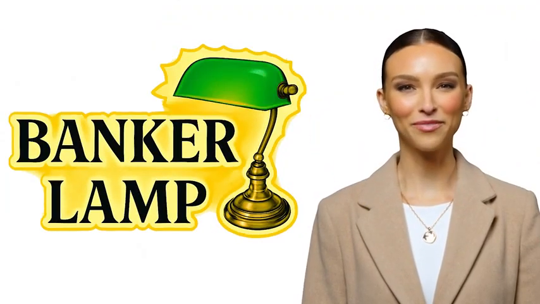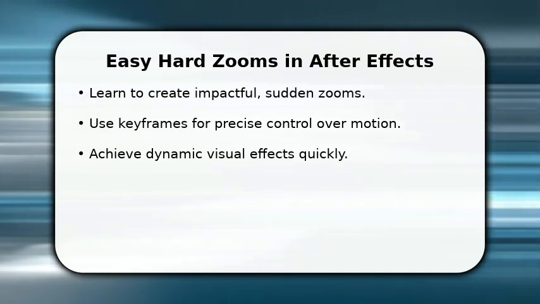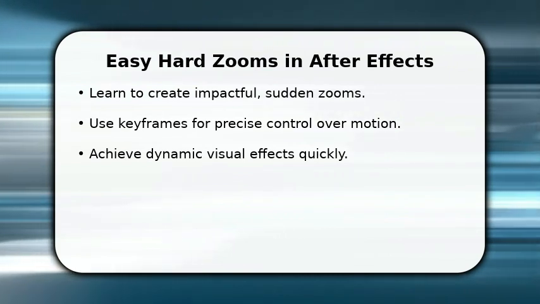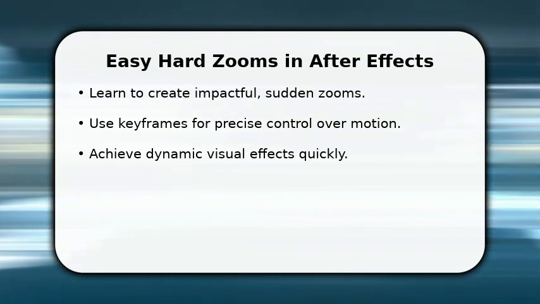Please enjoy the video. In this video, I will show how to make hard zooms in After Effects. First, open your composition and select the layer you want to zoom. Next, go to the Transform Properties and find Scale. We'll be setting keyframes here to control the zoom's intensity and timing. This method is straightforward and gives you excellent results for dynamic video editing.